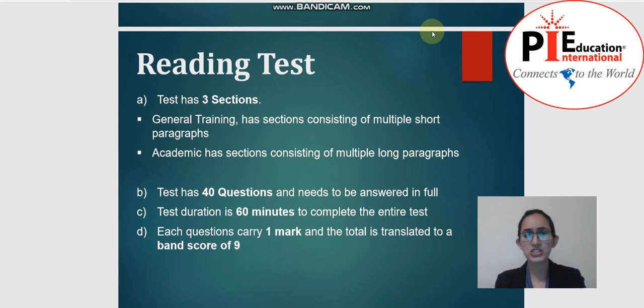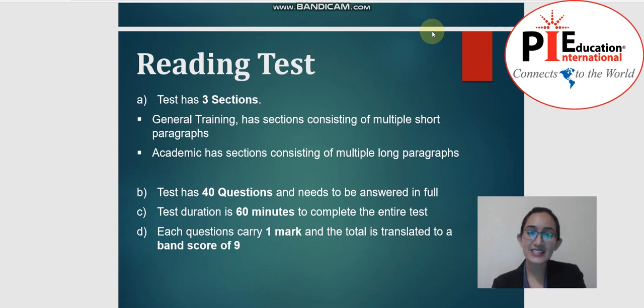Your reading test is a normal comprehension text. You will be given 3 different passages, and based on them there will be questions which you'll have to answer. So it's basically testing you on your ability to read and understand information. In your general training IELTS you will have sections consisting of multiple short paragraphs. And the topics in general training are more based on real life topics or more common topics or general knowledge based topics.